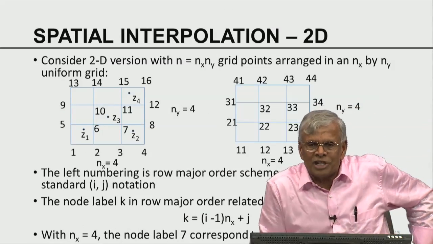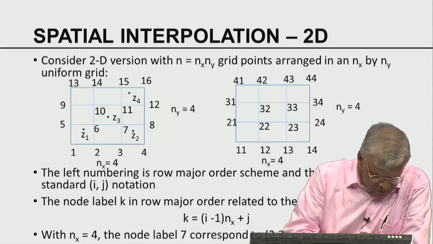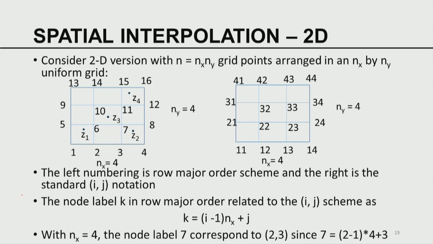Now I would like to be able to extend this to spatial 2D interpolation. So in this case, I am solving the same problem except that the space domain is 2D instead of 1D. So this is the 2D version. There are n number of grid points. Nx is the number of grid points in the x axis, ny is the number of grid points in the y axis. I am giving an example where nx is 4, ny is 4, so n is 16, nx times ny. So this grid has 16 locations.